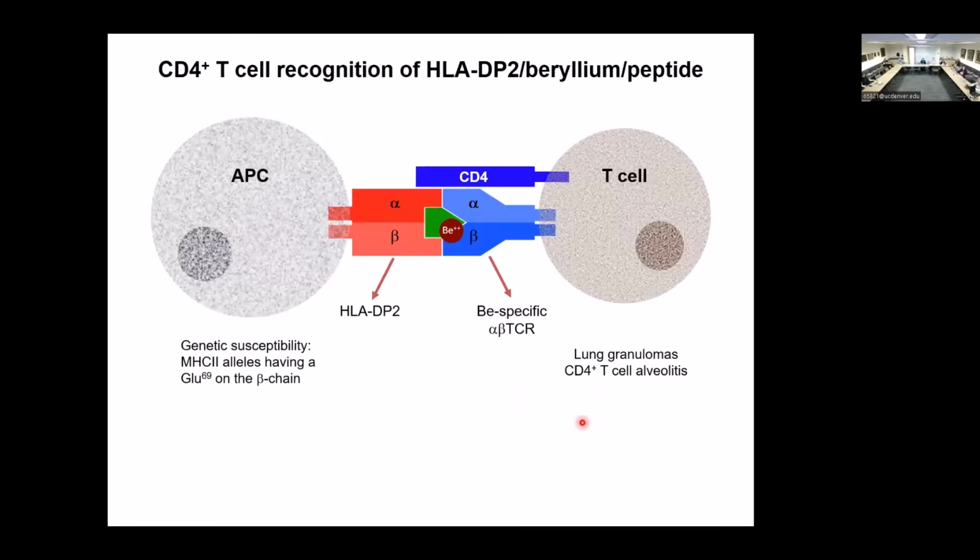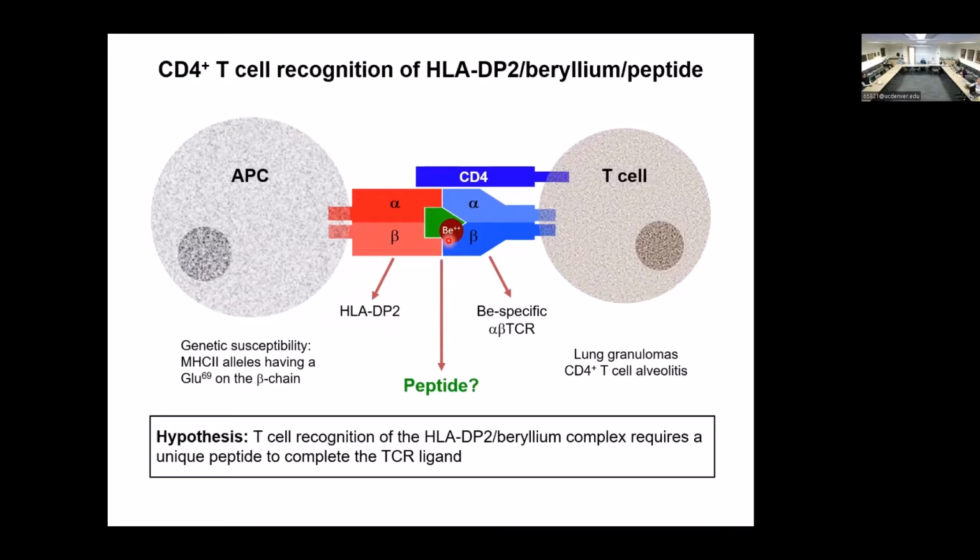So this is a cartoon of that interaction. We have a CD4 T cell that's expressing an alpha beta T cell receptor, and it's recognizing beryllium that's being presented by a classical antigen presenting cell that's expressing the alpha beta heterodimer, which in this case I'm showing as DP2. And beryllium is part of the ligand, but the other part is the part that we don't know, which is what is the peptide. So that's what I'm going to talk to you about today.